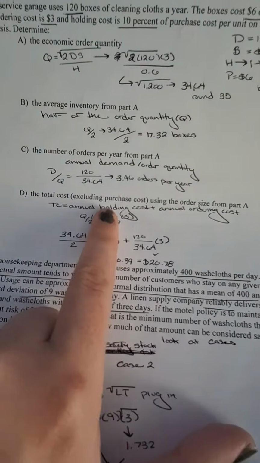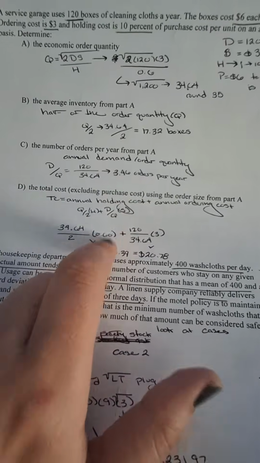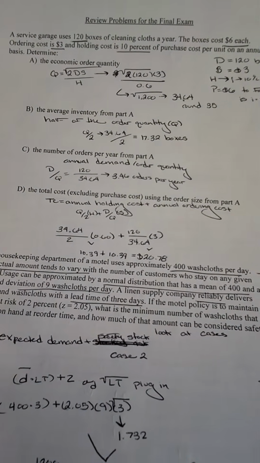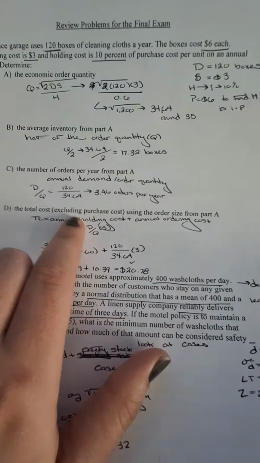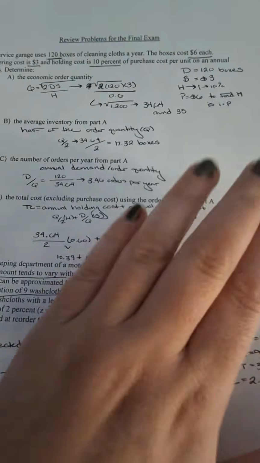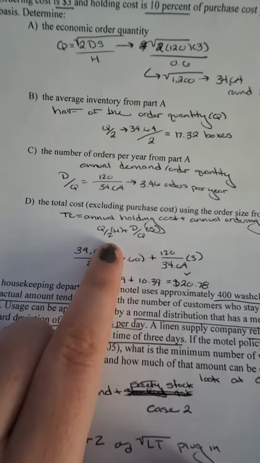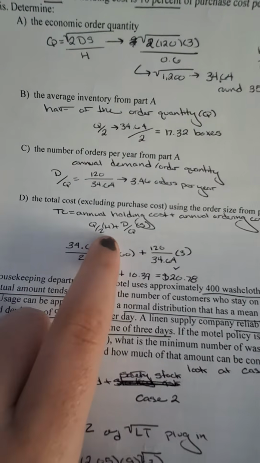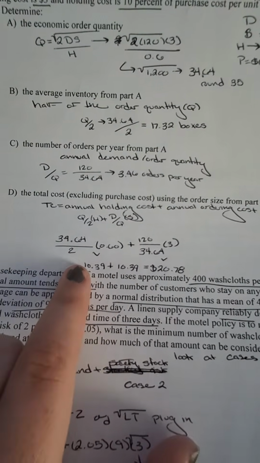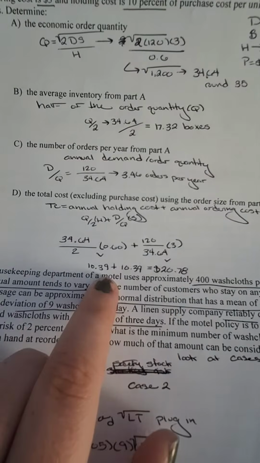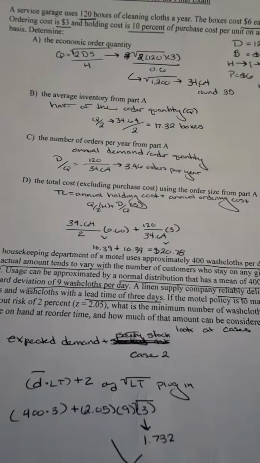Now the total cost, excluding purchase cost, using the order size from part A. Excluding purchase cost means there's one formula that's going to include annual holding cost plus annual ordering cost. That purchase cost would then say plus P times D, so we're excluding that. So our annual holding cost is Q divided by 2 times H, and then our annual ordering cost is D divided by Q times S. We can go ahead and plug everything in here, and we're going to get 10.39 plus 10.39 equals 20.78.